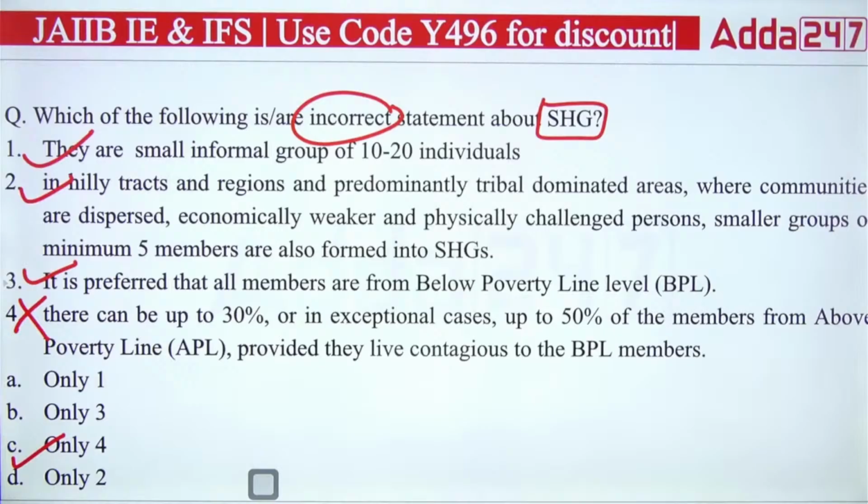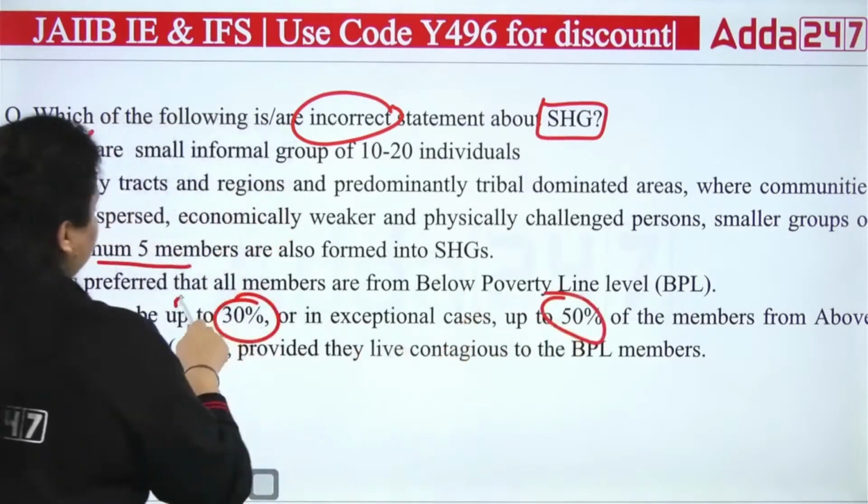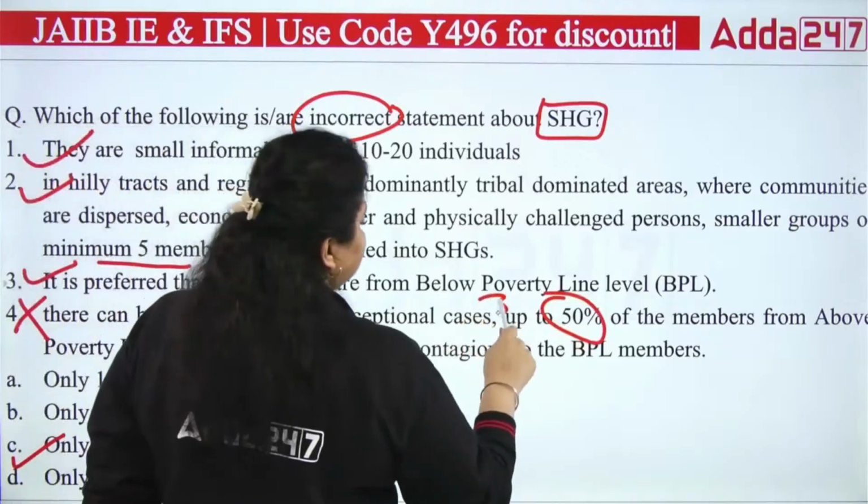Second option 25 members hoga? No, Poonam ma'am. Minimum 5 members will be there in case of your hilly areas and your tribal areas. The minimum number can be 5, which can form the self-help group. No, above poverty line people can also participate in the self-help group. Above poverty line is correct here. It is true here. Only the percentage is wrong. It should be 20 and in exceptional cases 30.